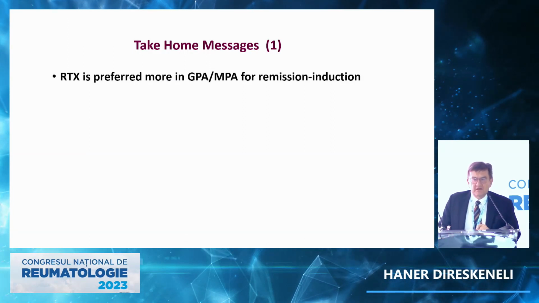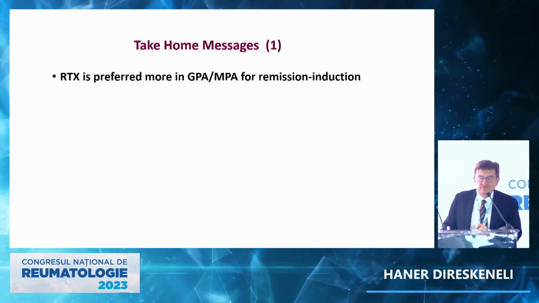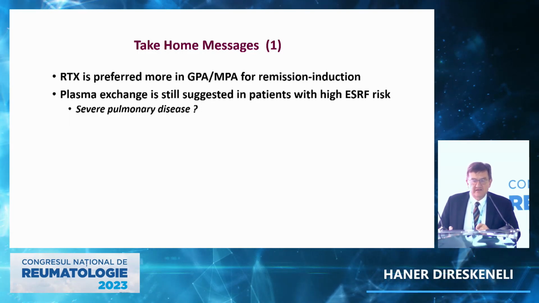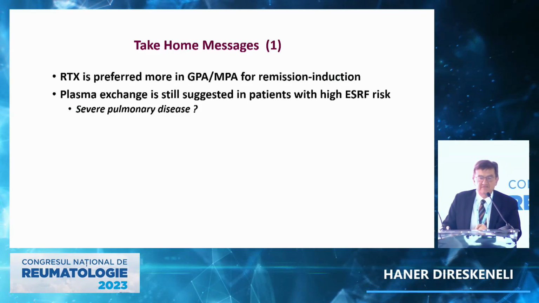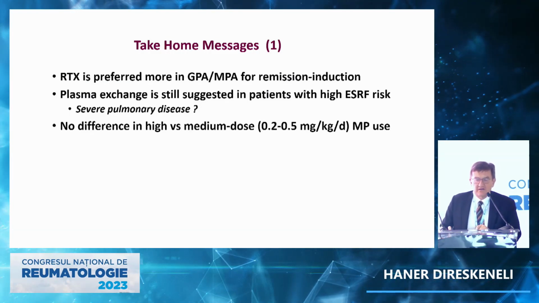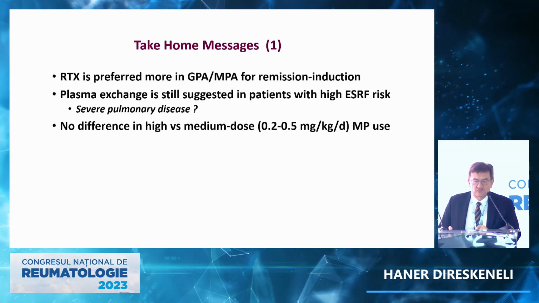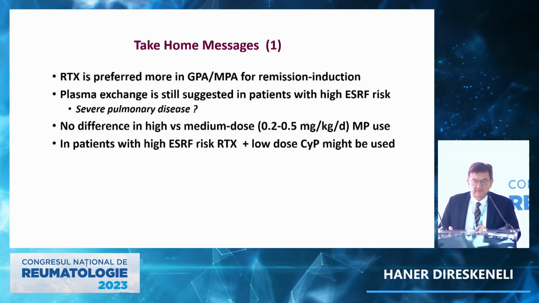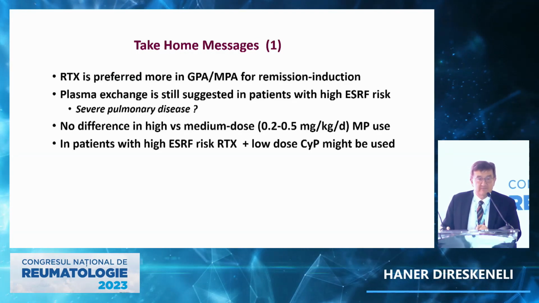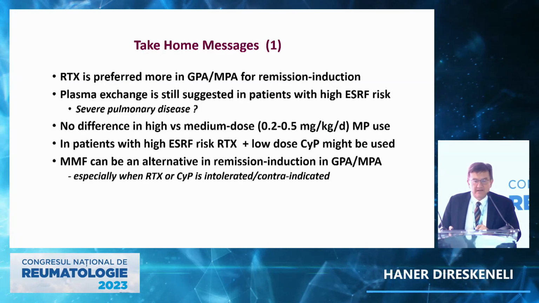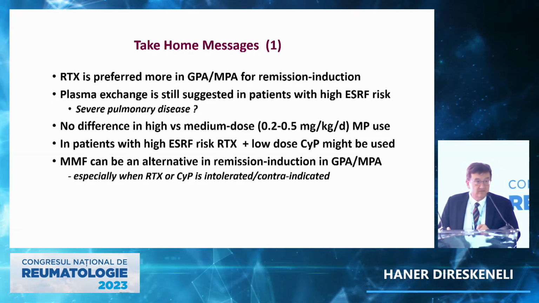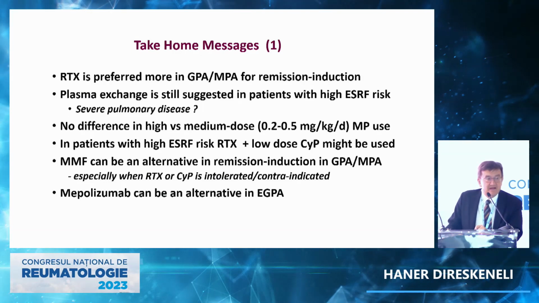So the take-home messages: rituximab is preferred more in GPA-MPA for remission induction these days. Plasma exchange is still suggested in patients with high end-stage renal failure risk. However, whether it should be used in severe pulmonary disease with hemorrhage is not clear, not supported with the PEXIVAS data. There is no difference in using whether high or medium dose methylprednisolone as a remission induction. In patients with high end-stage renal failure risk, rituximab with low-dose cyclophosphamide might be the initial therapy. MMF can be an alternative in remission induction in GPA-MPA, especially when both rituximab and cyclophosphamide are not tolerated or contraindicated. And mepolizumab can be an alternative in EGPA.